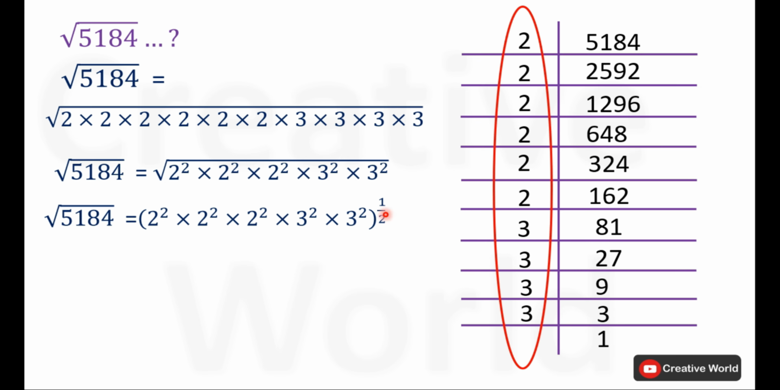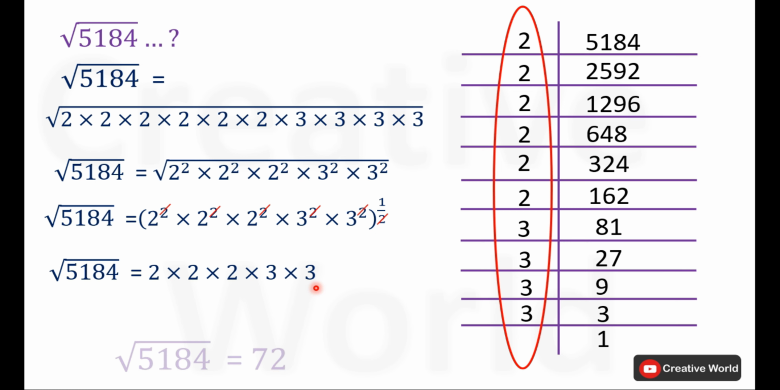This square root can be written in the form of a power, which is 1 divided by 2. All these squares will cancel out with this power and we will have the product of these numbers. If we take the product of all these numbers, we will get 72, and this 72 is the answer of this square root. Here, without using a calculator, we found the square root of this value.